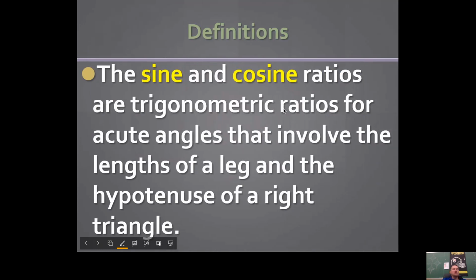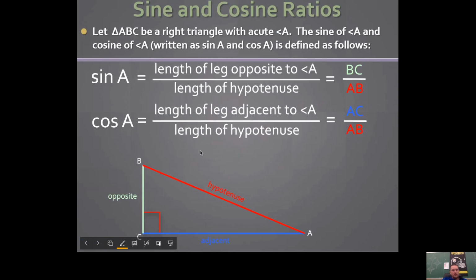Sine and cosine ratios are trig ratios. That's when you have the acute angles and they involve the lengths of a leg and the hypotenuse of a right triangle. So depending on which acute angle you have and which leg you have to use, depends on whether you use sine or cosine, because it could be the adjacent leg or the opposite leg. So here's how they're defined. Sine of an acute angle A is your opposite leg divided by your hypotenuse. Cosine of A is the adjacent leg over the hypotenuse.